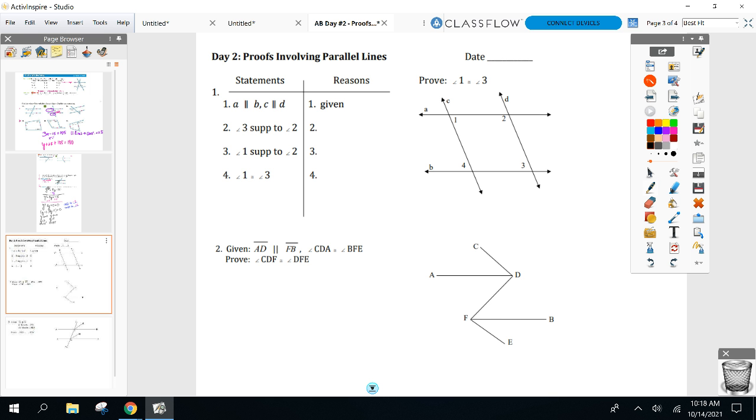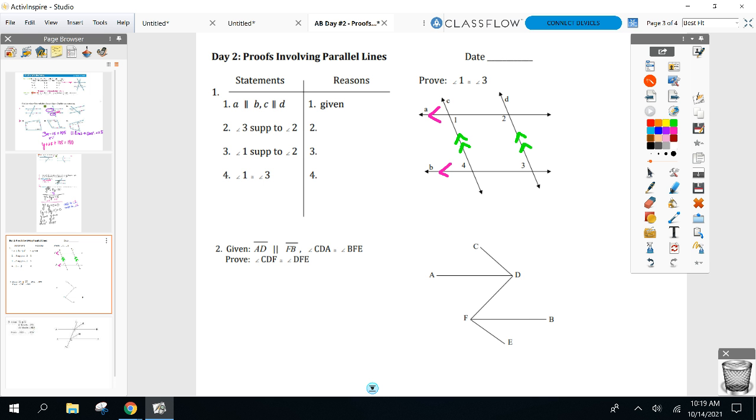So what was I given on this first one? A parallel to B. How am I going to have you guys mark lines are parallel on a diagram? Jackson? Arrows, yep. So A parallel to B, I can throw a set of arrows on those. And C parallel to D. Now, if you want, you can point them up, point them down. You can put double arrows on those if you want, just as long as you know which lines are parallel.